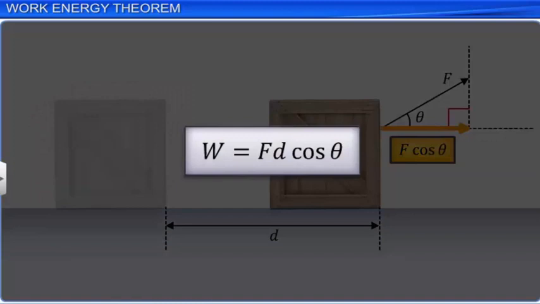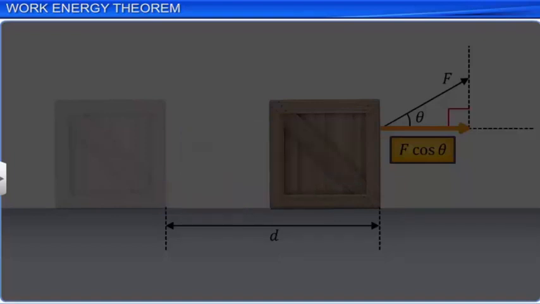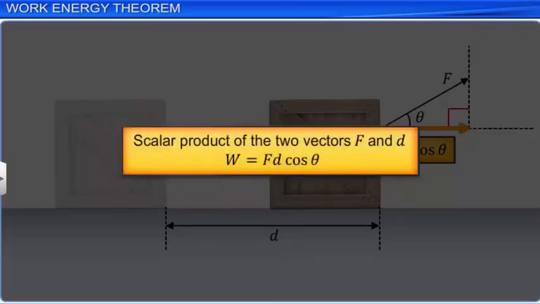Thus, here, the work done on the block by the force is the product of F cos theta and displacement. In this expression for the work done, both F and d are vectors, whereas the product, work done, is a scalar. Thus, this quantity Fd cos theta is called the scalar product of the two vectors F and d. In vector form, it is denoted by a dot in between the two as shown, and is read as F dot d. Hence, it is also referred to as the dot product.